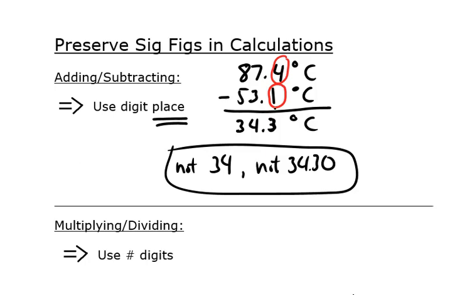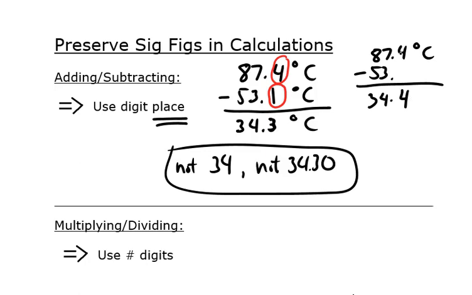But what if they don't have the same place? Let's say we were doing 87.4 degrees C, and let's say our initial measurement was only done to the nearest degree. Let's say we had 53. We wanted to subtract from it. Well, we do the subtraction again.